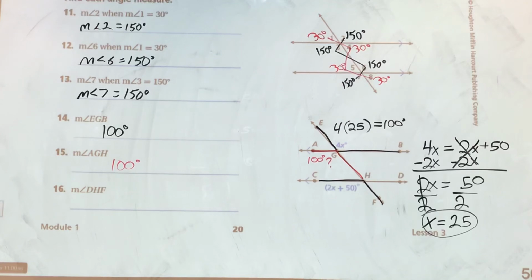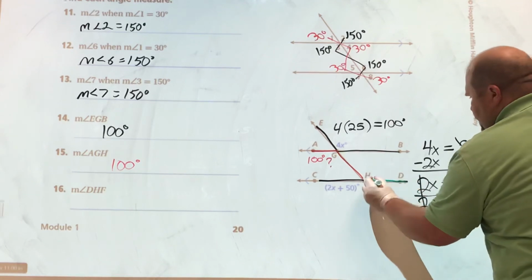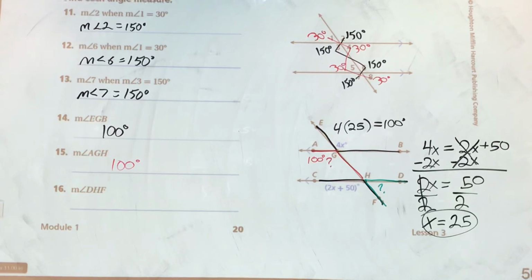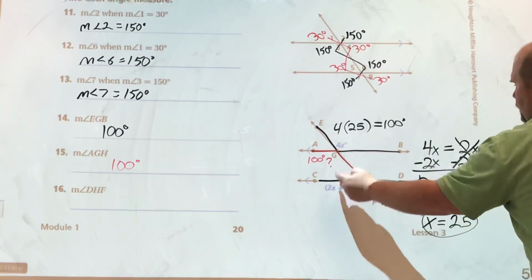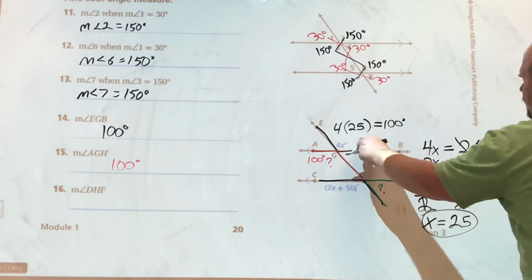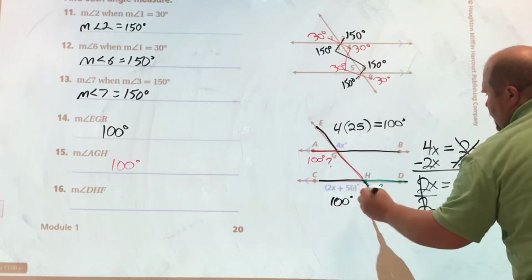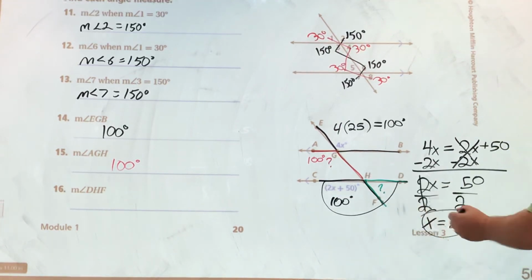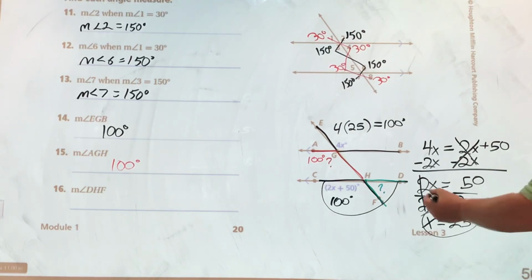All right, last problem. It says DHF. DHF, that's right here in green. Well, we need to use a little bit of the knowledge we already have. We talked about that this angle was equal to this angle. They're alternate exterior. So if this up here was 100, so is this. And now we can use the information about linear pairs. So these two right here form a straight line, and the only way they can do that is if they add up to a certain amount. How much is the value of a straight line? It's 180 degrees. This is a linear pair.